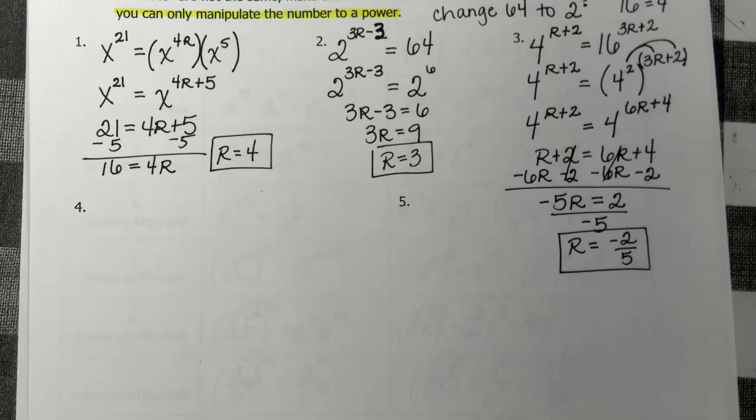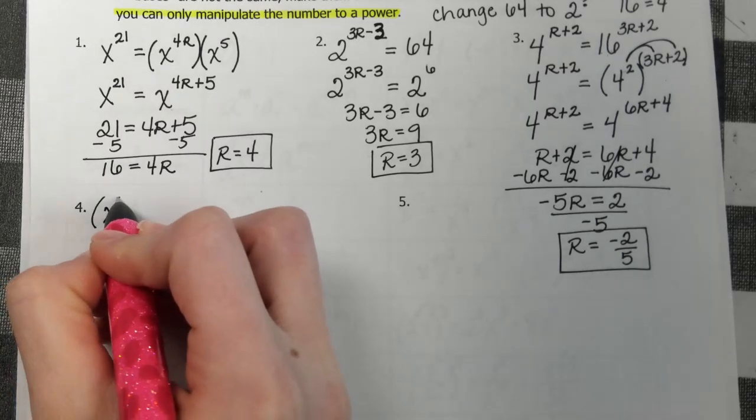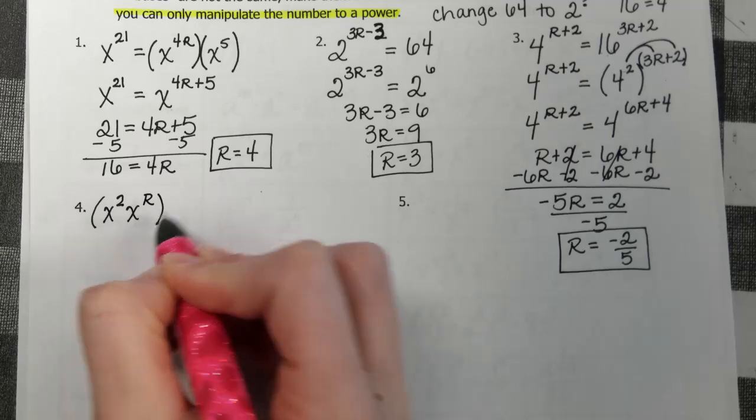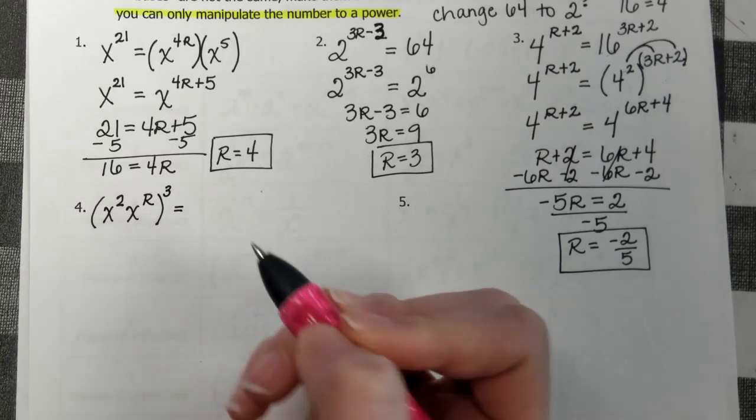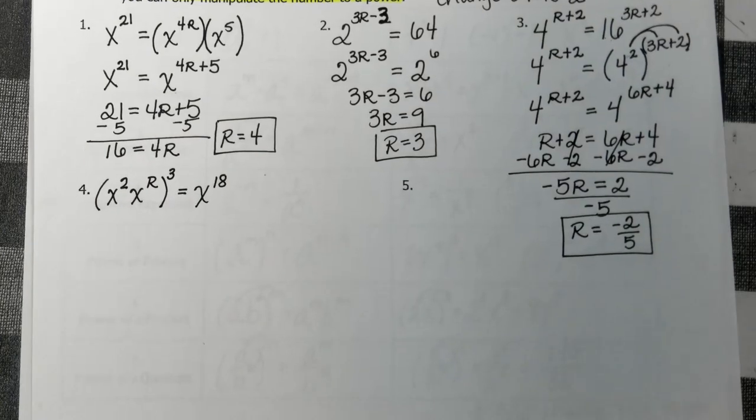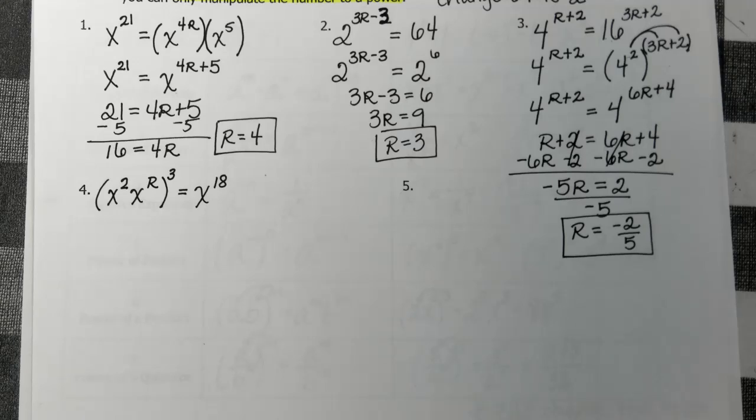Okay. Do you have questions? Example 4, I've got x squared times x to the r in parentheses raised to the 3rd power equals x to the 18th power. What do you need to do? Okay, you can do that, or what else could you do?